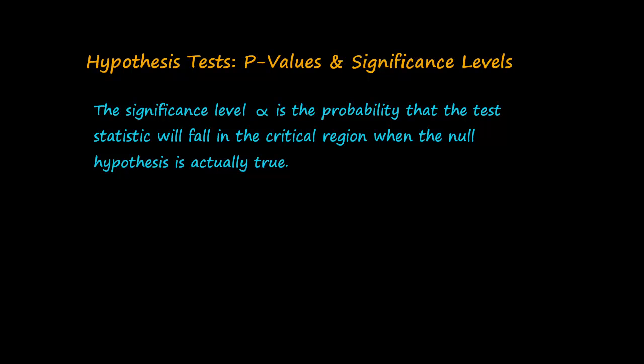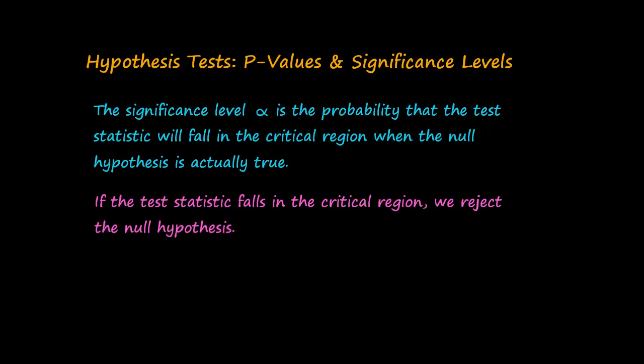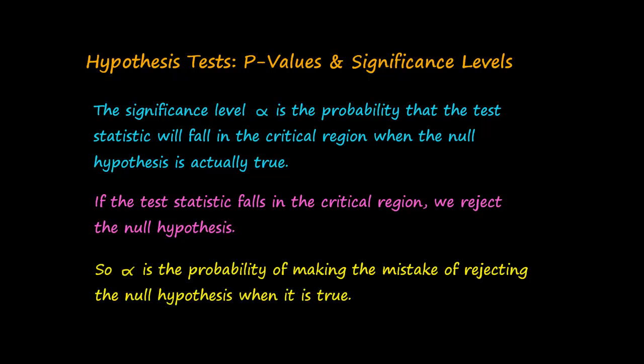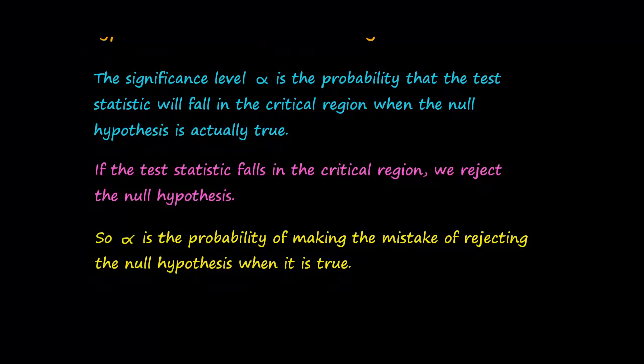Well, that's the same thing here with the significance level. The probability that we calculate this test statistic, it falls in the critical region, but the null hypothesis was actually true, and we shouldn't have rejected the null hypothesis. So that's our significance level. If the test statistic falls in the critical region, we're going to reject the null hypothesis. That's our criteria. So alpha is the probability of making that mistake, of rejecting the null hypothesis when it's actually true. Okay, so that's our significance level.